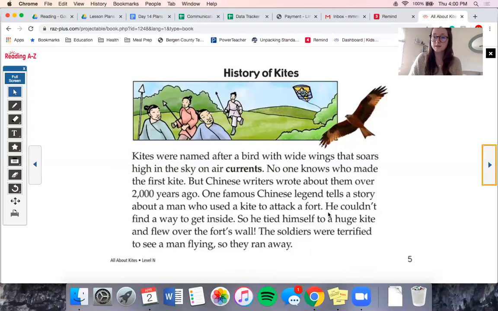So if I think about this section of the story, this is giving me the history of a kite, how kites came to be. No one really knows where they came from, but we know that they've been around for a really long time because it said over 2,000 years ago.